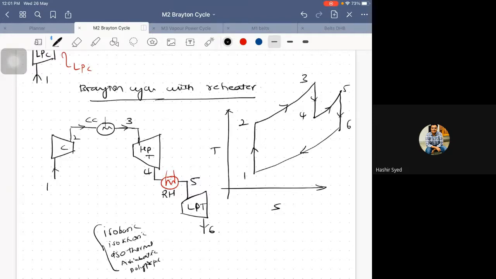PVT conversion equations, for 1 to 2: P1 by P2 equal to V2 by V1 whole to the power of gamma, T1 by T2 whole to the power of gamma.